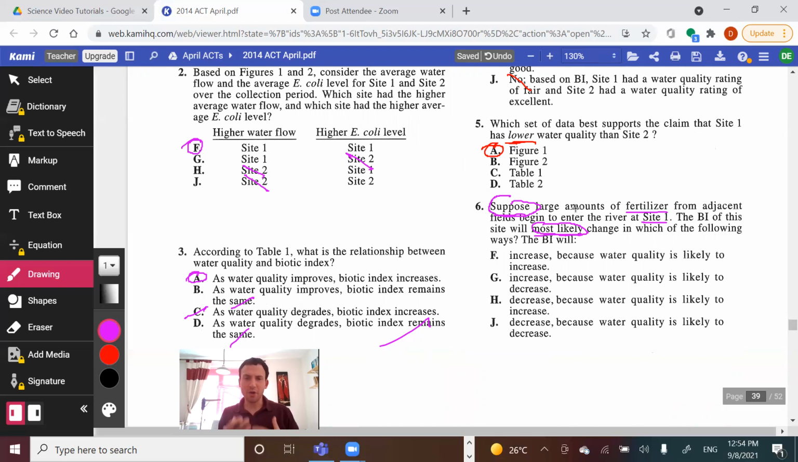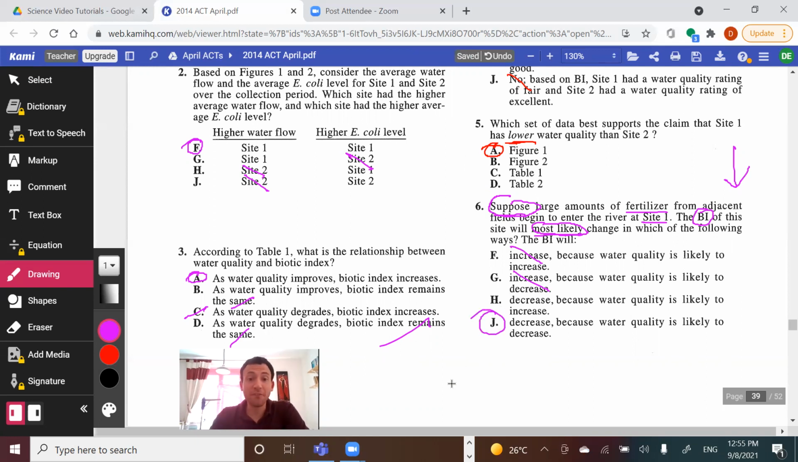Okay, so I don't know if you have the basic environmental science background, but a lot of runoff going into a river is a bad thing. It causes algal blooms. It hurts the biodiversity of the lake or the river. It's not a good thing to get all types of fertilizer running off into a river or lake. It disturbs the ecosystem. So the BI is going to go down. The water quality is going to go down. So BI is not going to increase. It's going to decrease because water quality is likely to decrease. So that one's going to be J.